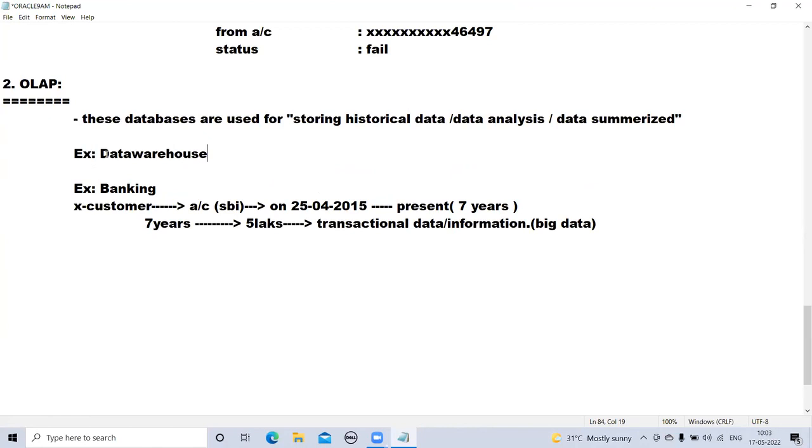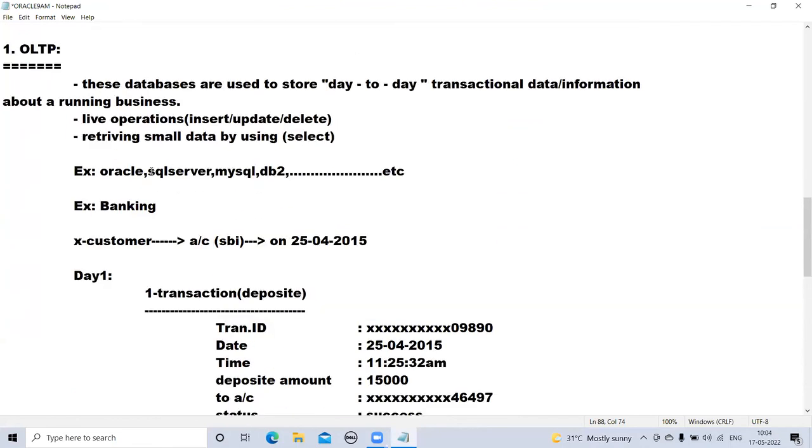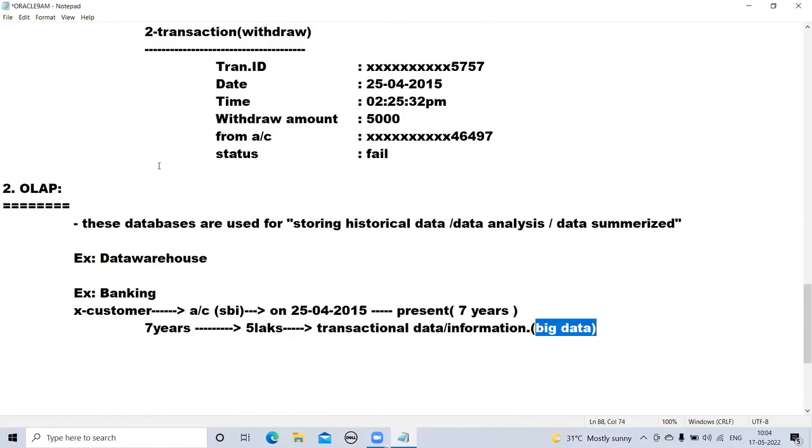Can you hear now? Yes. So data warehouses come under OLAP databases. OLAP database is nothing but a data warehouse. In these warehouses, big data can be stored. Big data can be saved here. Now, these are the OLTP and OLAP differences.